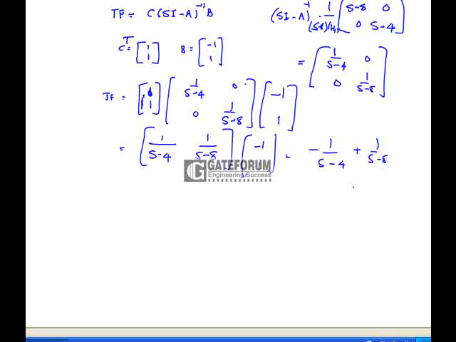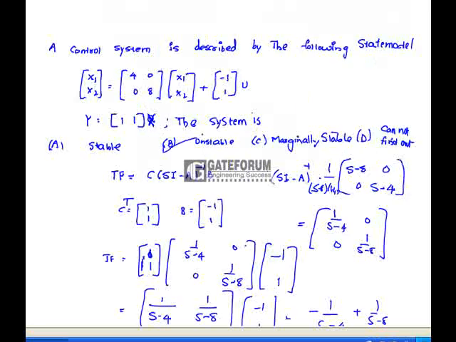Now look at the pole locations. We will get that all poles are located in the right half of the s-plane. Hence the system is unstable. That is, option B is correct.